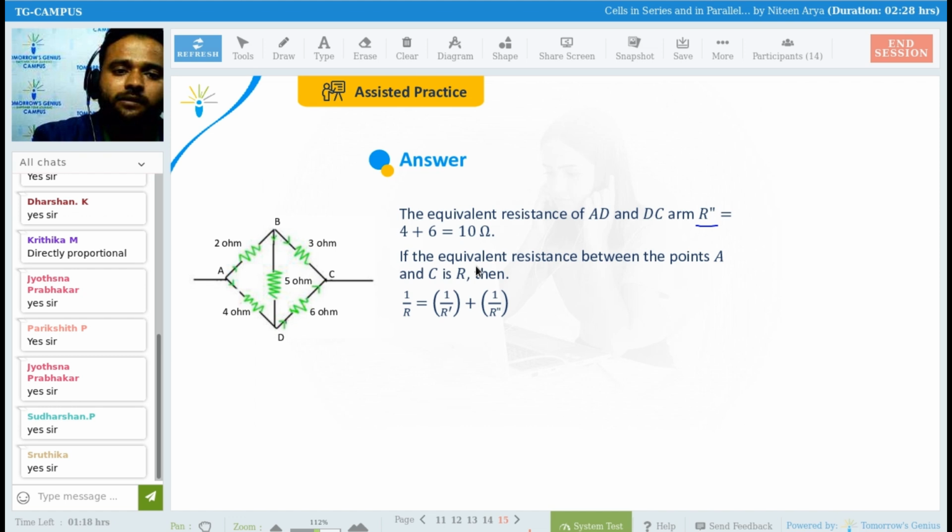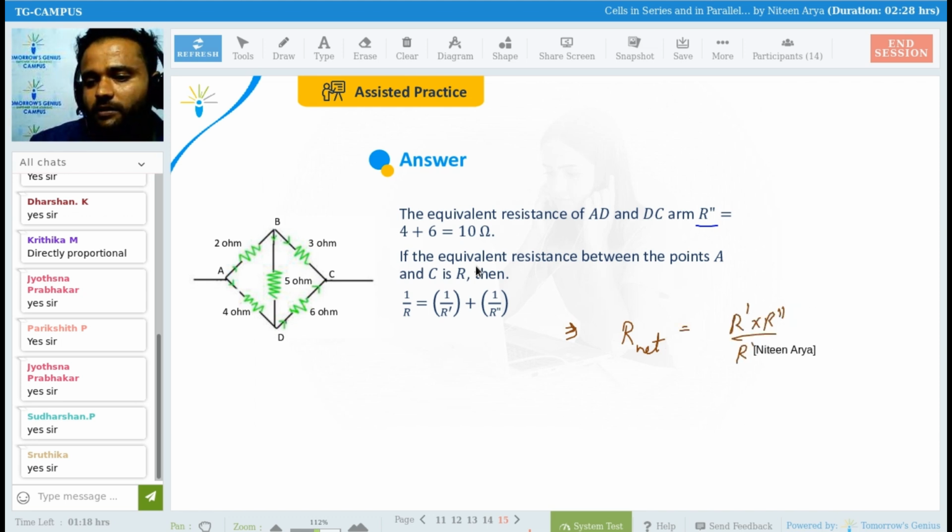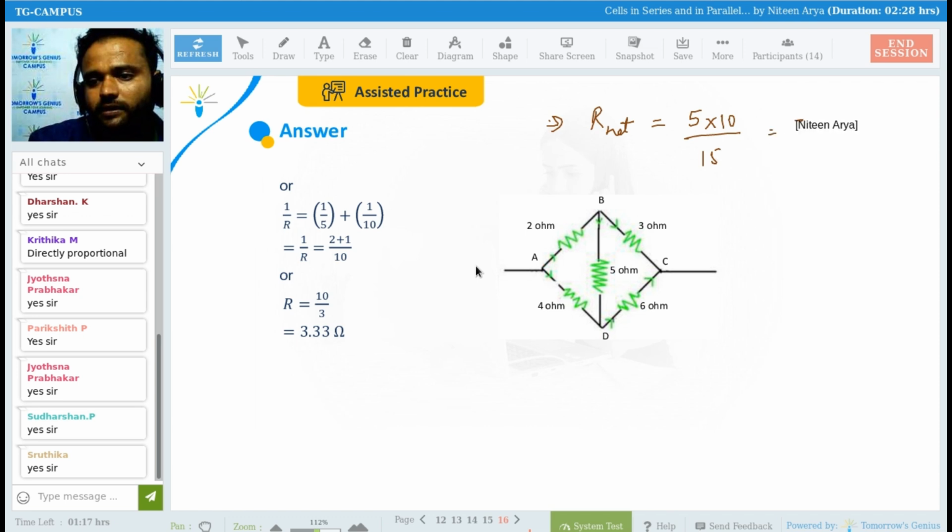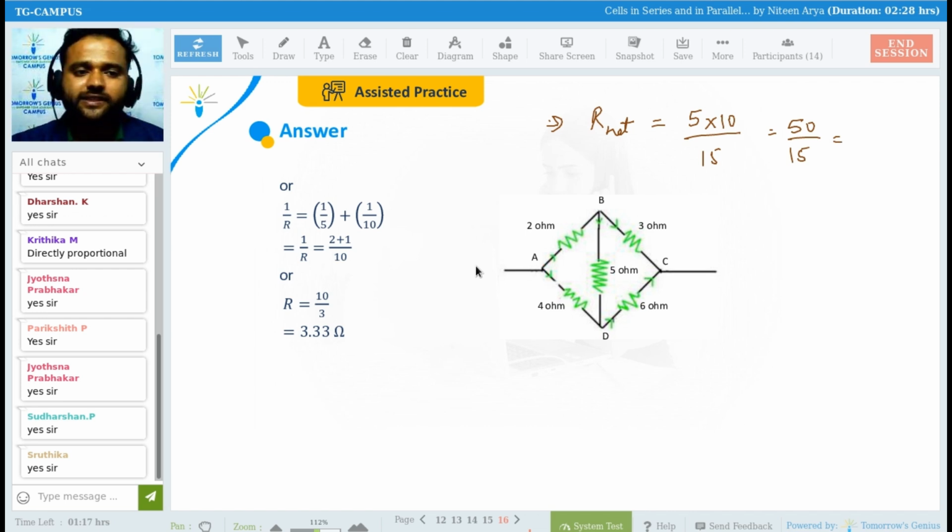And this R prime and R double prime are in parallel. So you can directly use R net equals R prime into R double prime divided by R prime plus R double prime. Following this relation, 5 into 10 divided by 15, which is 50 divided by 15, which is 10 by 3, which is 3.33. 15 3s are 45, then 50 again, again 3, again 3, and that is going to be a recurring decimal. What is the meaning of recurring? Non-terminating. Clear? You can use any particular method, but I tell you the shortest one.